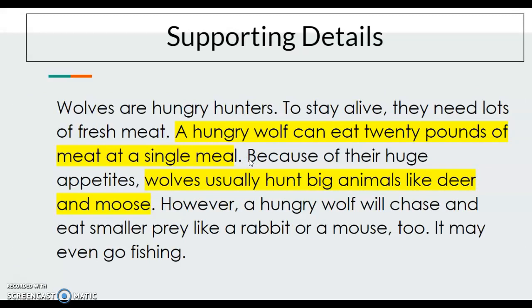Well, in the text, it says a hungry wolf can eat 20 pounds of meat at a single meal. That sentence supports that wolves are hungry hunters. The text also states that wolves usually hunt big animals like deer and moose. That means that they have a huge appetite and are hungry hunters. So the two sentences that are highlighted in this paragraph support the main idea.